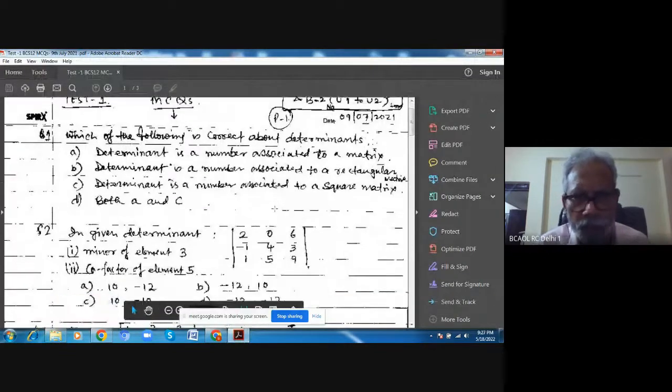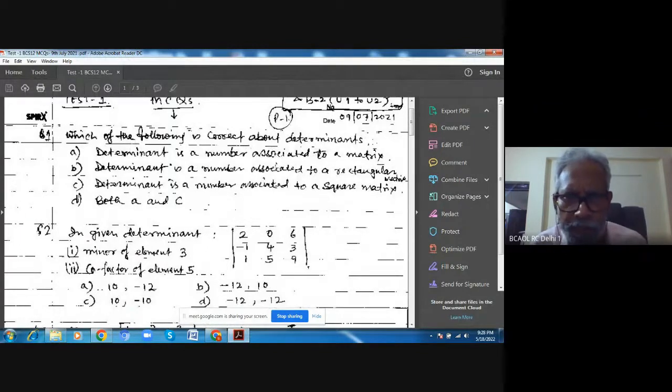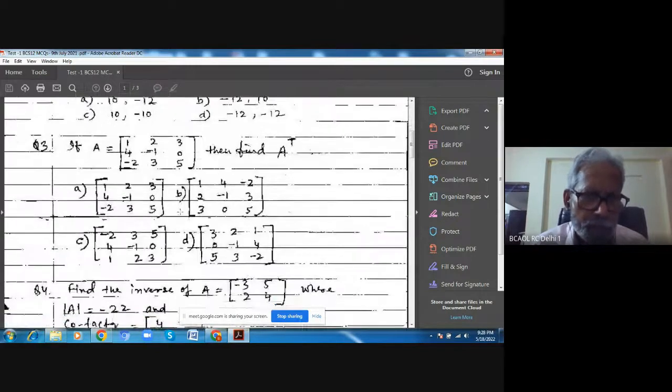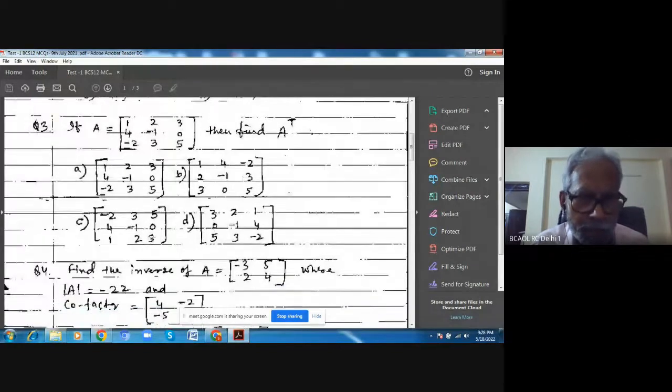I think this question I have already discussed. Determinant is basically for a square matrix, and it is a value. So A and C is the correct answer, as we have already discussed. There is also cofactor and element, but also transposition you can do. Check which are the correct answers. This type of thing you have to practice.